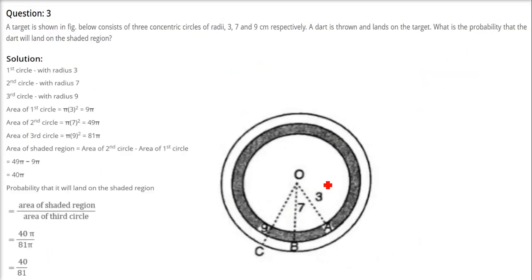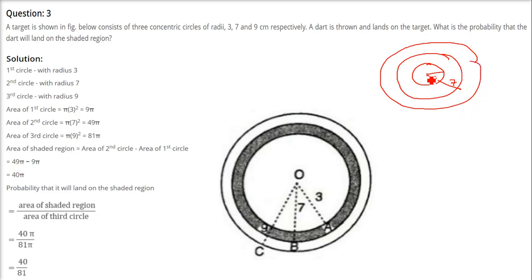Again in this figure, this consists of 3 concentric circles of radius 3, 7 and 9. So we have a circle of 3, then 7, then 9. A dart is thrown. Dart means anything which has to be thrown, lands on the target. What is the probability that the dart will land on the shaded region? And what is the shaded region? This is the shaded region.